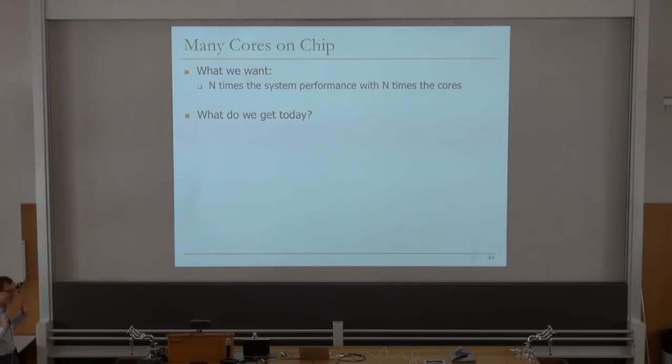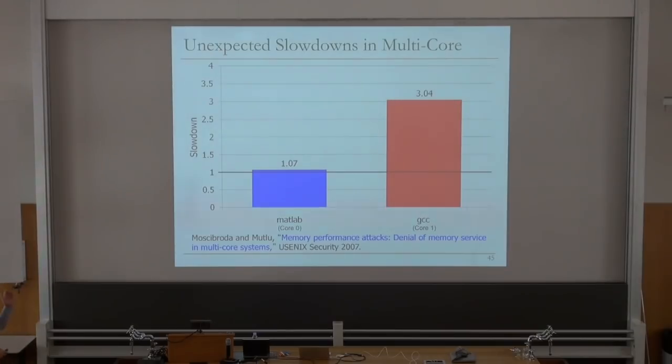Okay, so what do we get today? We should at least get linear scaling, in my opinion, for this to be scalable into the future. What we get today is not as close. So this is an example. I'm going to give you some of the research that we've done. This was done in 2006, published in 2007. But basically, this was Intel's multi-core systems at the time.